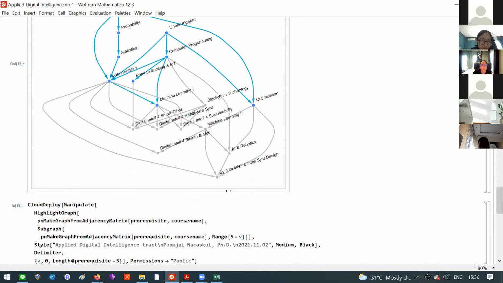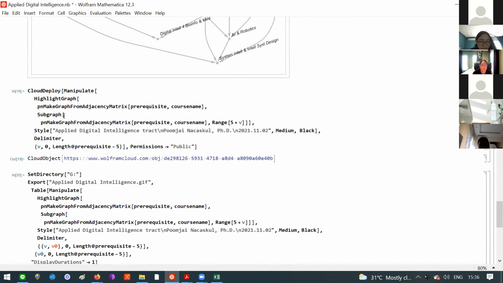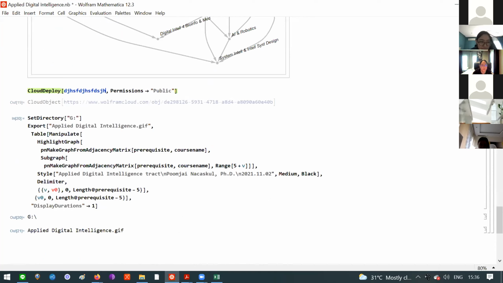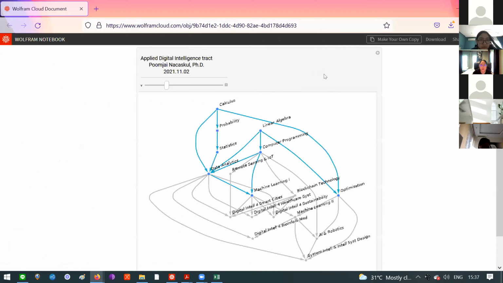You can do two things, by the way. One is to wrap the whole thing under cloud deploy. Whatever you want to do, plot a graph or manipulate something, you put it under cloud deploy, and then you make your permission public. Once you do this, it generates a cloud deployment, which means you can access it from somewhere else. So you can send this to your friend in Line, and your friend or your mom doesn't have to have Mathematica and can play with this. So whatever application you come up with in your project, you can cloud deploy.